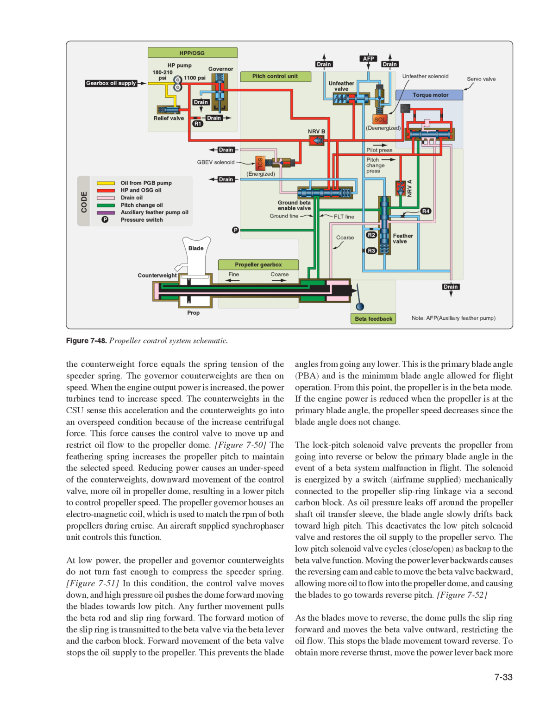Moving the power lever backwards causes the reversing cam and cable to move the beta valve backward, allowing more oil to flow into the propeller dome, and causing the blades to go towards reverse pitch. Figure 752, as the blades move to reverse, the dome pulls the slip ring forward and moves the beta valve outward, restricting the oil flow. This stops the blade movement toward reverse. To obtain more reverse thrust, move the power lever back more.